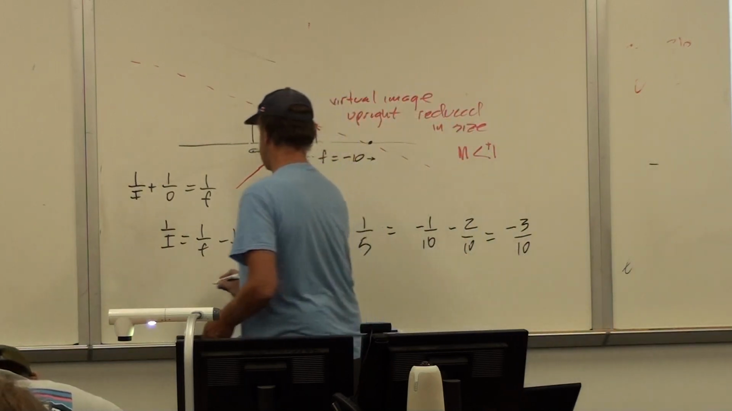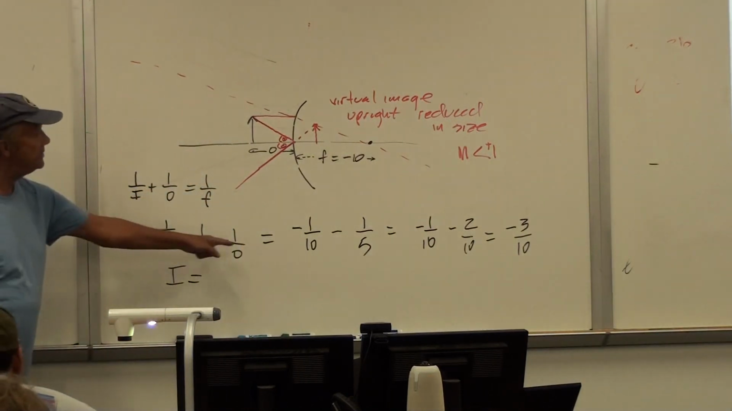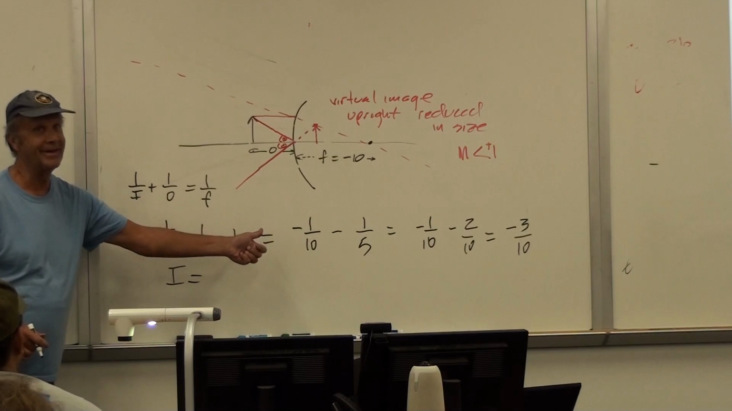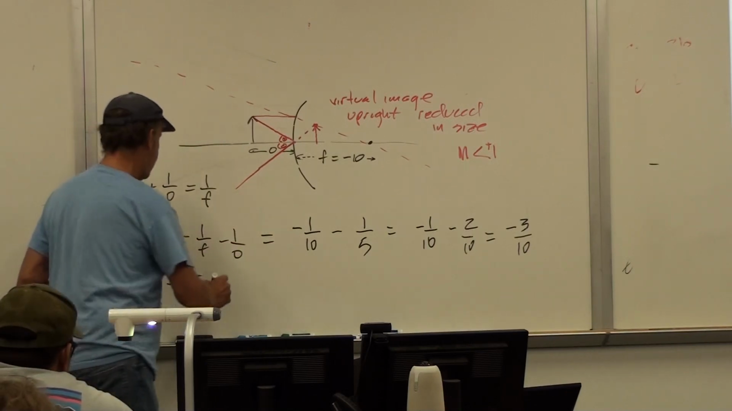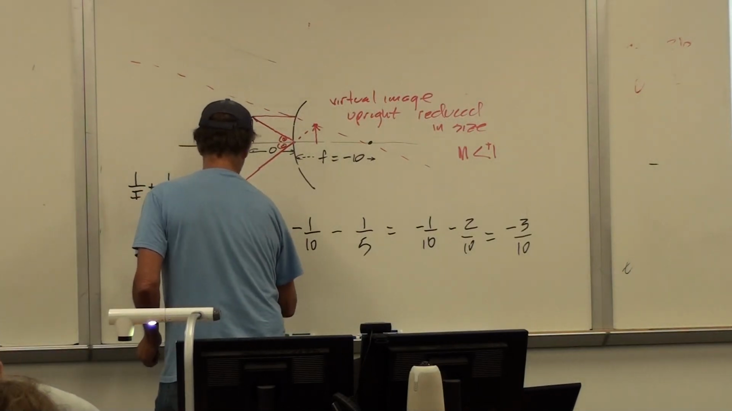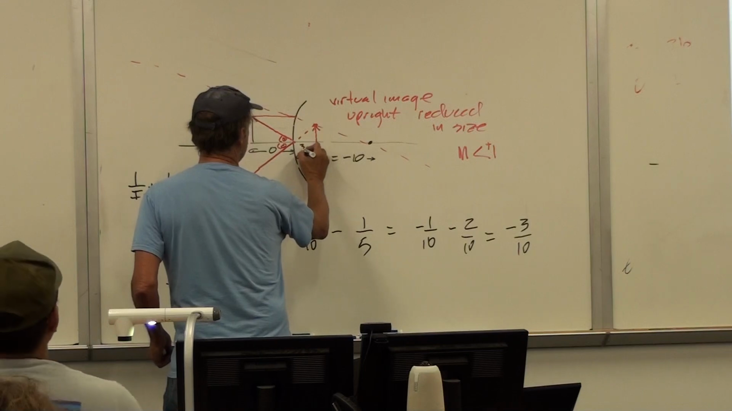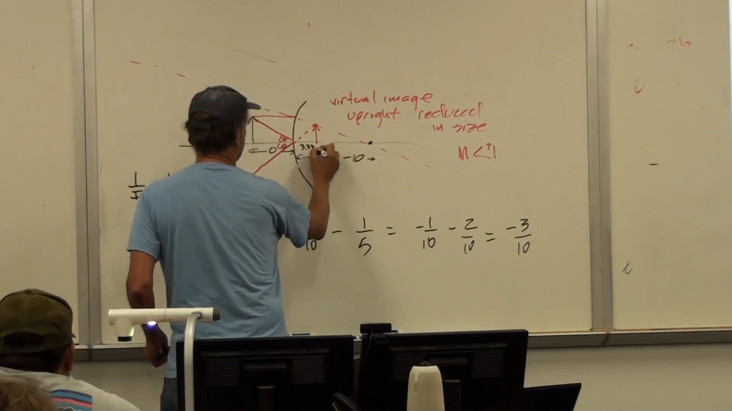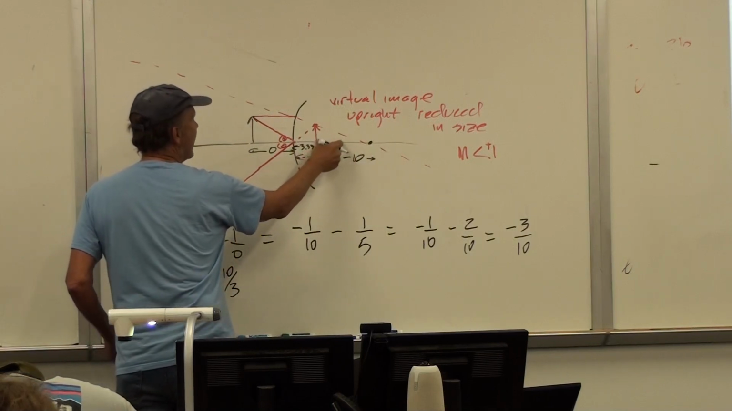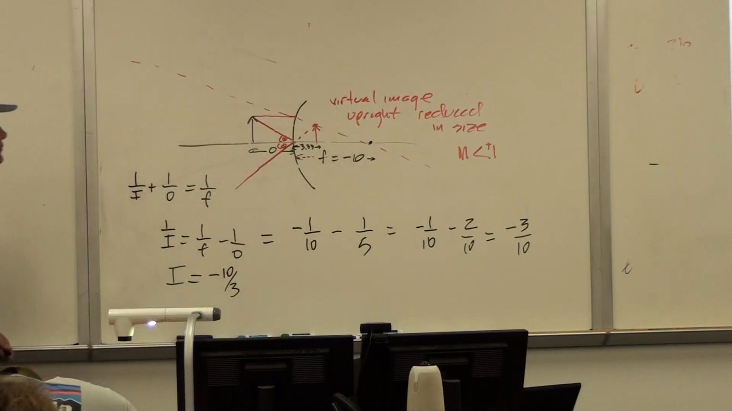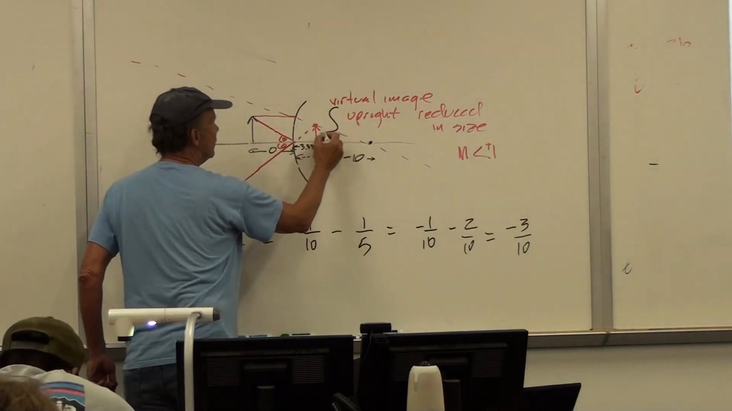So that gives us I. Remember, we always wait till the end to flip. Don't flip in the middle. Get the 1 over I solved for first, then flip. So I is equal to minus 10/3. So that's where we're at here. That's 3.33. So if this distance is 10, then I've drawn this fairly accurately. It's about 3 of those. And so that is our upright virtual image.